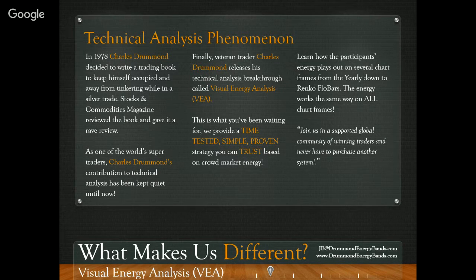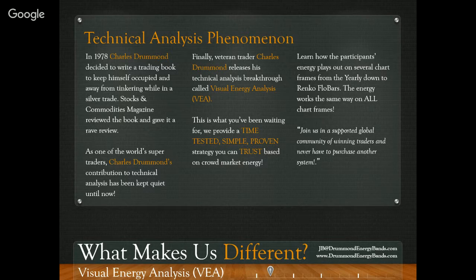In 1978, Charles Drummond wrote a book, How to Make Money in the Futures Market, and lots of it. And he wrote that book to keep himself from tinkering with the silver trade he was in, and sent the book into Stocks and Commodities, and they gave it an excellent review. Charlie's energy article was just the featured article in the November issue of Stocks and Commodities magazine that has just come out. You can download it on our website if you haven't had a chance to read it.